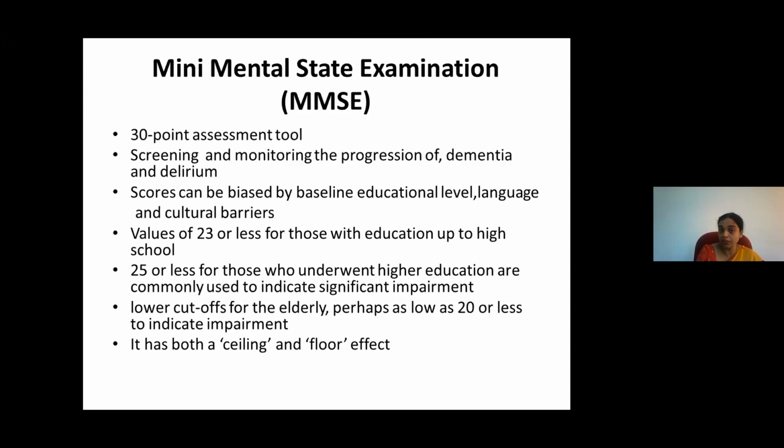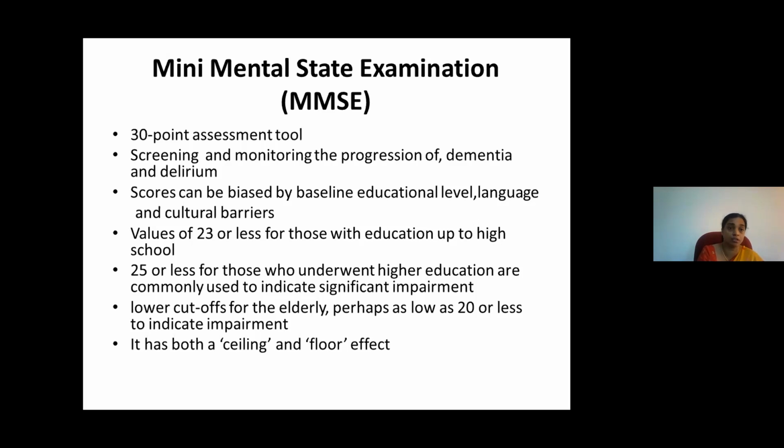In addition to that, we have to understand that, as it is a commonly used test, the MMSE has a ceiling and floor effect. What we mean by ceiling effect is that if you score 30 out of 30, that doesn't mean that you do not have cognitive impairment, because it does not assess some components of cognition. People can have some cognitive impairment that is not assessed by MMSE. Floor effect means that even if you score 0 out of 30, that doesn't mean that your cognition is zero.